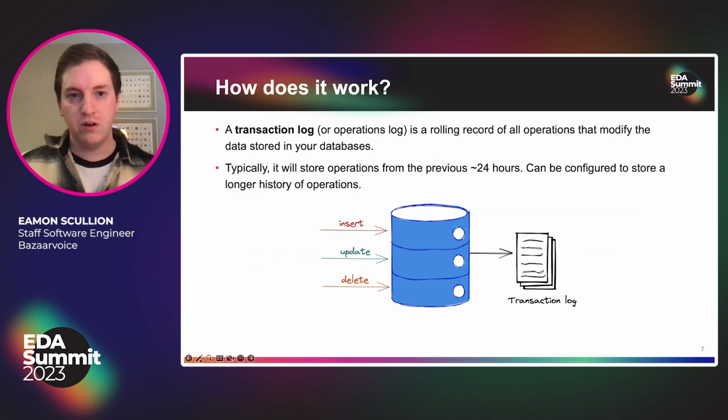So how does CDC work? Your database system has something known as a transaction log or an operations log, and it's a rolling record of all the operations that have modified your data. Typically, it stores the previous 24 hours of operations, but it can be configured to store a longer history.